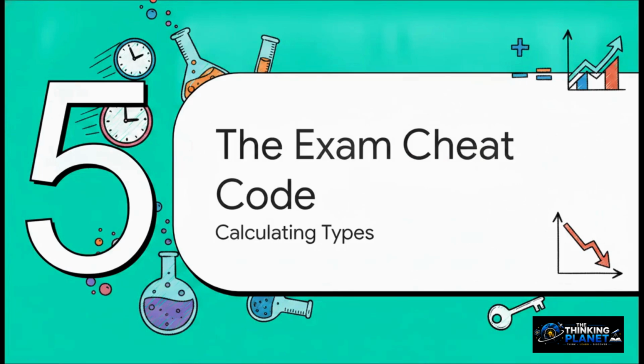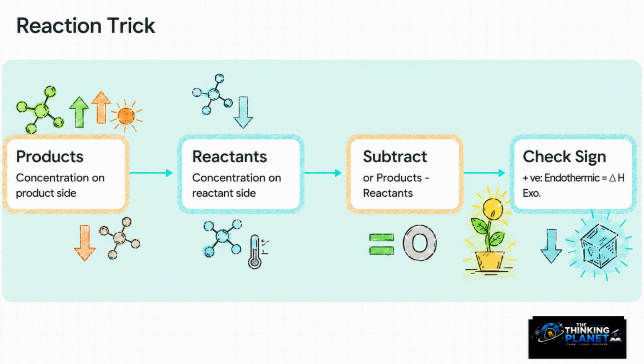Section 5, the exam cheat code, calculating reaction types. All right, class, we have reached my absolute favorite part of today's masterclass. You understand the concepts, you know the graphs, but what happens when you're sitting in an exam, the clock is ticking, and you are staring at some monstrous chemical equation you've never seen before in your life? You need a cheat code.